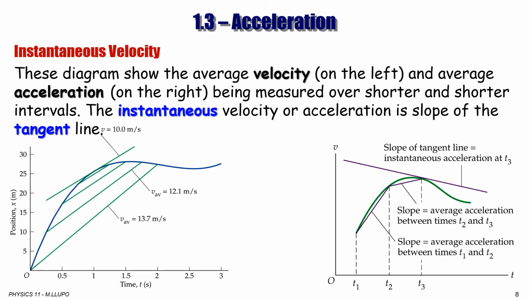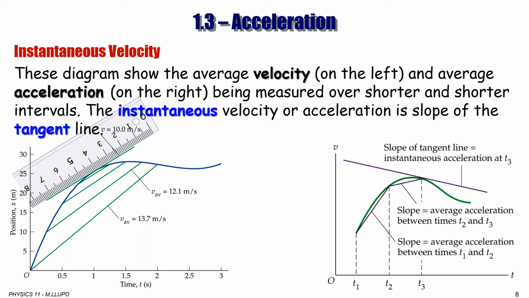We can use a graph to calculate instantaneous velocity if there's a position time graph, or if there's a velocity time graph, we can calculate instantaneous acceleration at any point if we draw a tangent to that line. So the instantaneous velocity or acceleration is the slope of that tangent line. So that's how you draw a line. That line touches the graph at one point only.